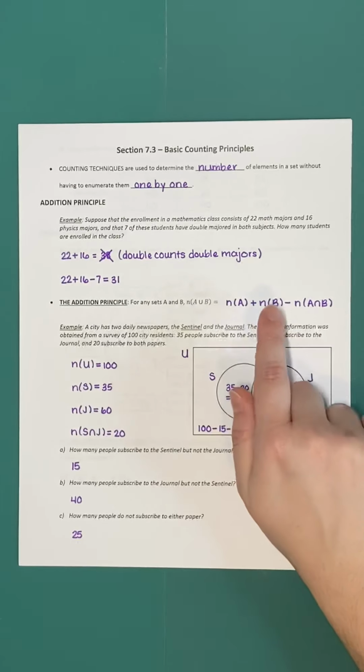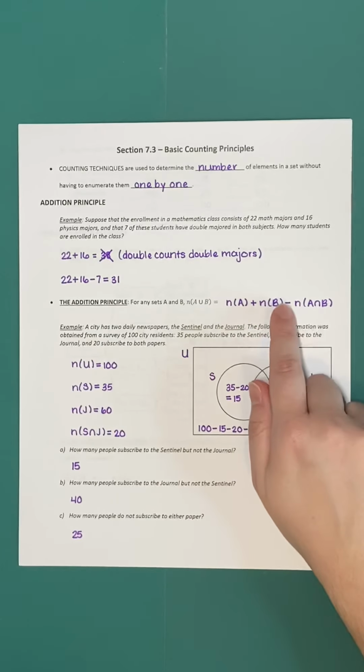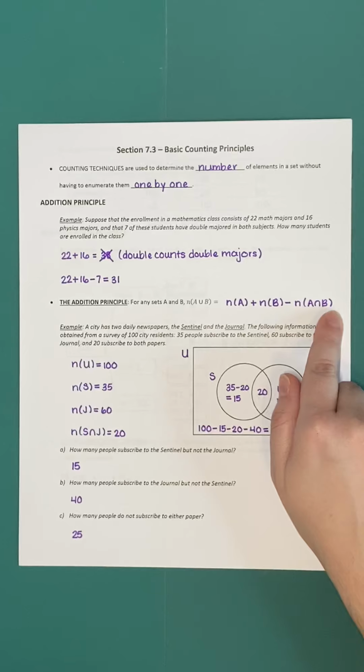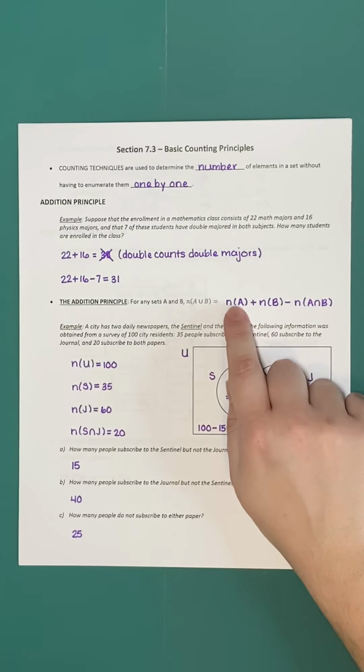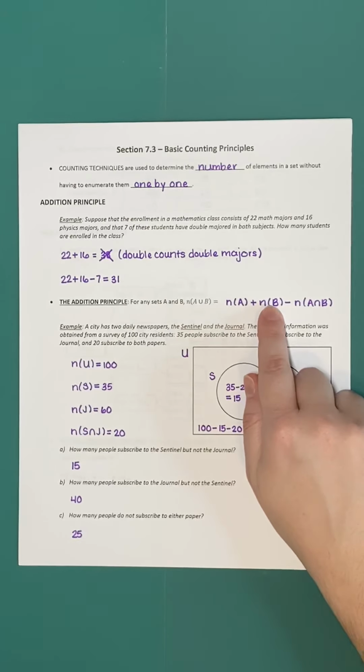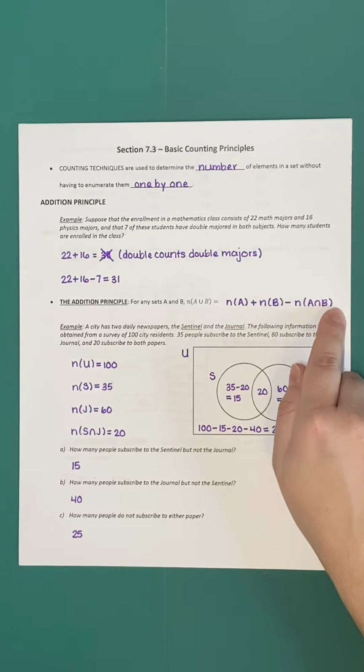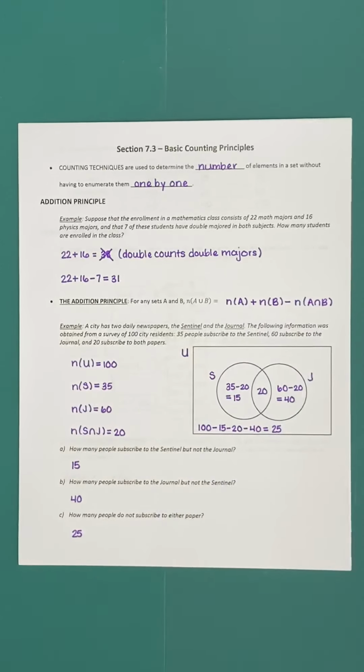They're counted once here, they're counted once here. So we also have to subtract the number of elements in the intersection, the number of elements in the overlap. That way they're counted one time here, and then when they're counted the second time here, we negate that and reverse that and we end up with the correct total.